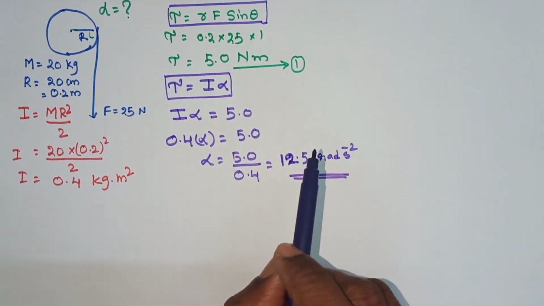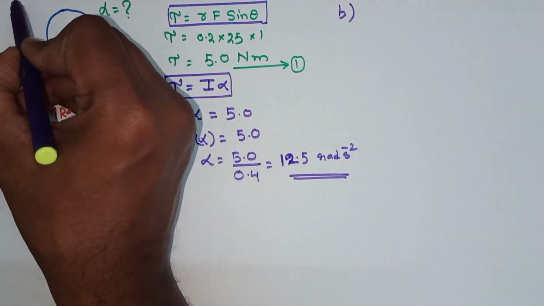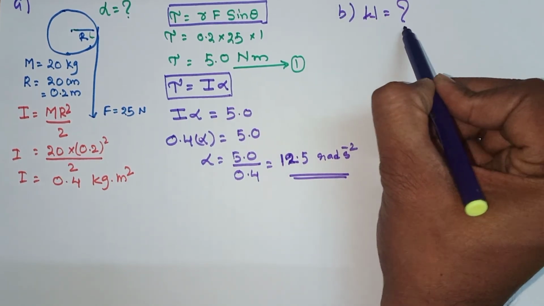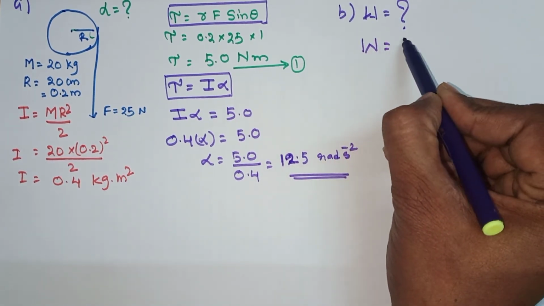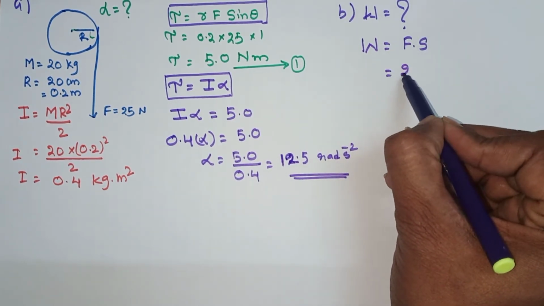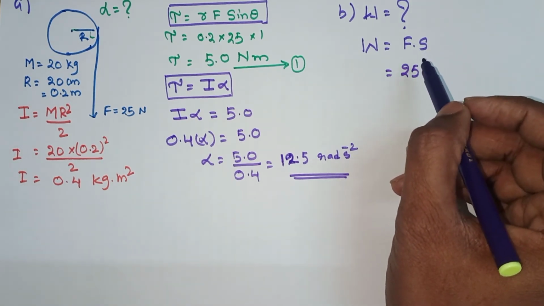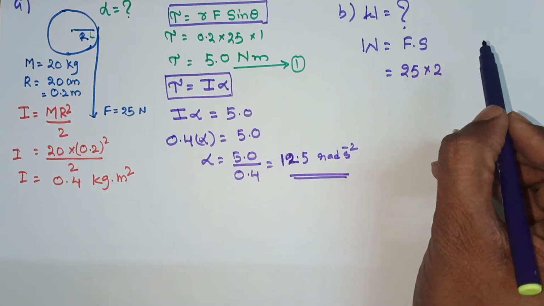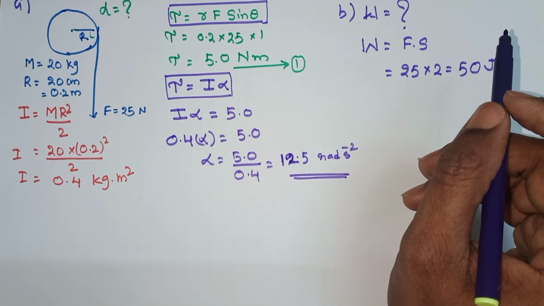What did they ask actually? Second one, work done, B. This is A actually. See the problem again. What is work done? How to calculate work done? Work done is equal to force into displacement, F into S. What is force? 25 newtons. And what is the displacement? The unwinding of wire is 2 meters. Which is work done is equal to 50 joules, right?